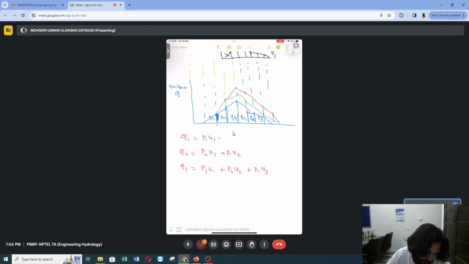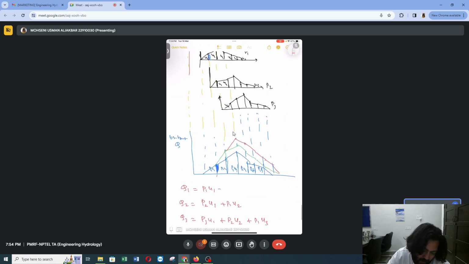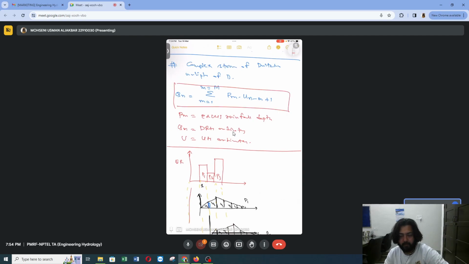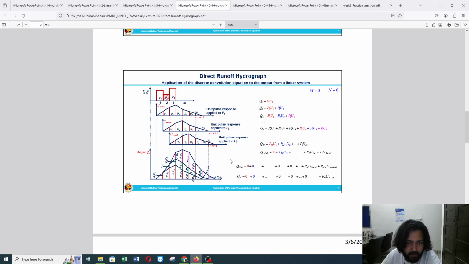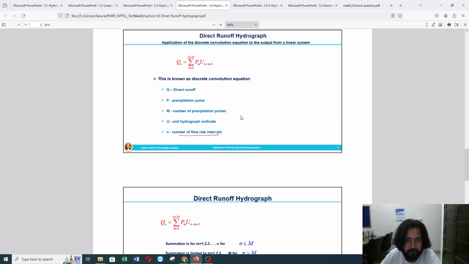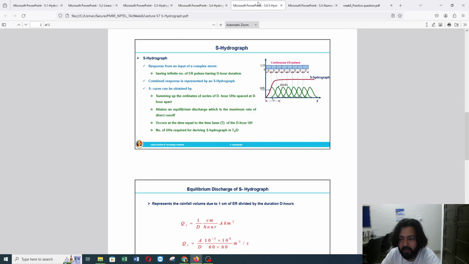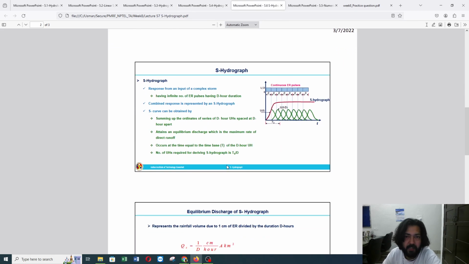So if we want to generalize this equation, that generalized equation is nothing but this equation. So in this way we can derive the DRH from a unit hydrograph, right? Now let us see what is the S hydrograph.